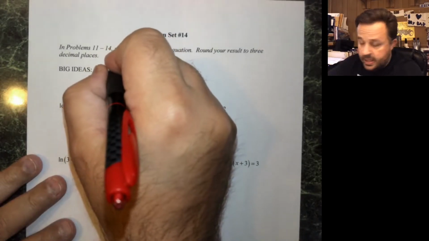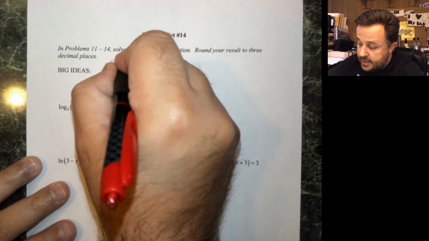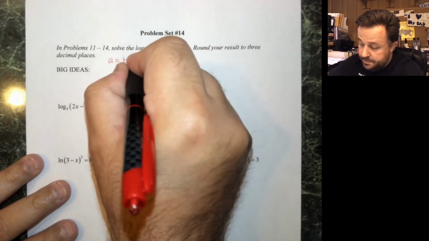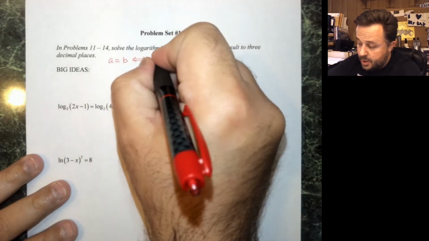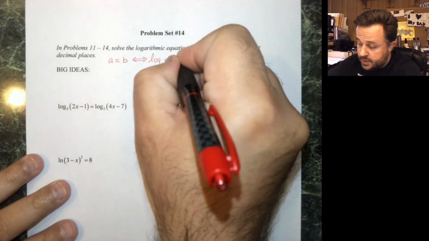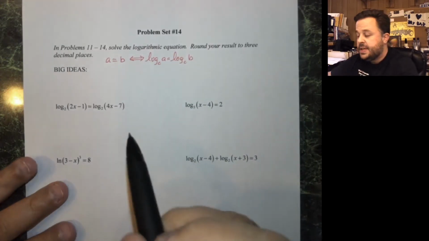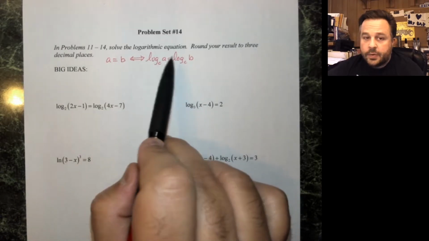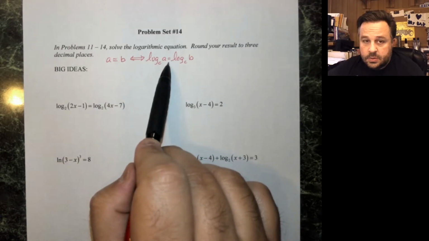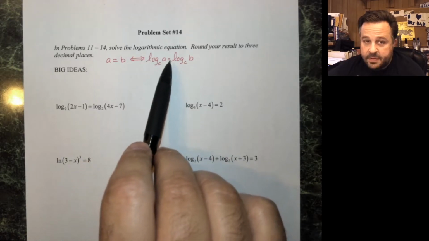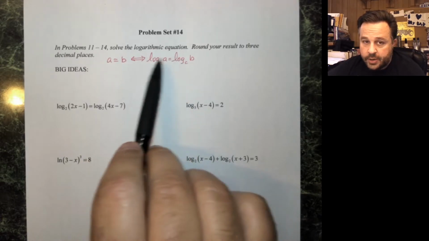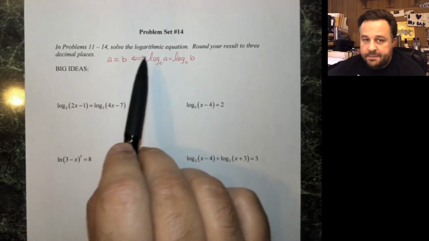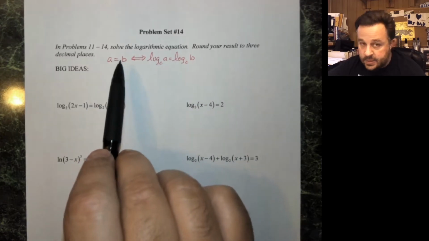First of all is that A is equal to B if and only if log base C of A is equal to log base C of B. That is to say, if I have an equation, I can take any logarithm of both sides and it'll remain equal. Or if I have an equation with two logarithms, both of which have the same base, then they, in effect, cancel each other out, and I get A is equal to B.